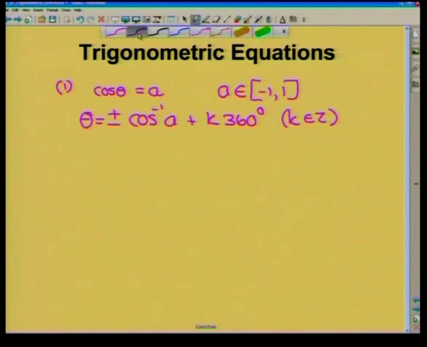Right, let's remind you of the second definition. The second definition talked about the sine of theta equaling A. Once again, A was an element of minus 1 to 1.